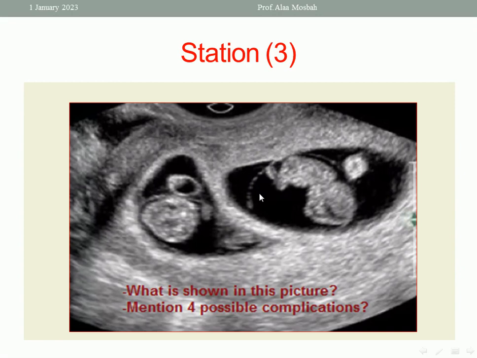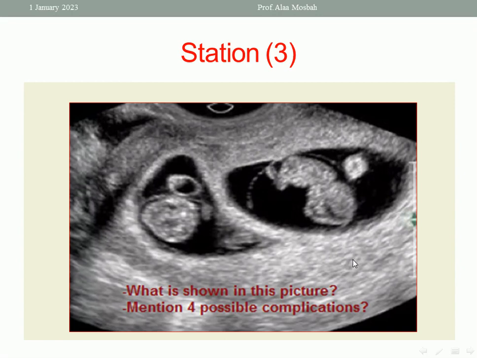And what about chorionicity? So this one is diamniotic. There are two separate sacs. What about chorionicity? It is also dichorionic. How can I say that from ultrasound? By this sign, the twin peak sign. This second layer is called the twin peak sign. If it is present, it is dichorionic. So in this picture, this is twin pregnancy, diamniotic, dichorionic.